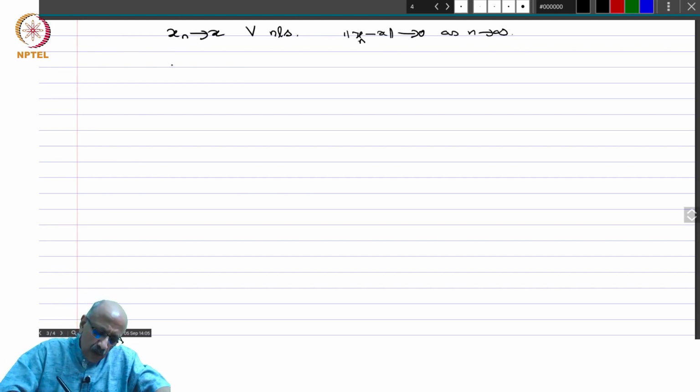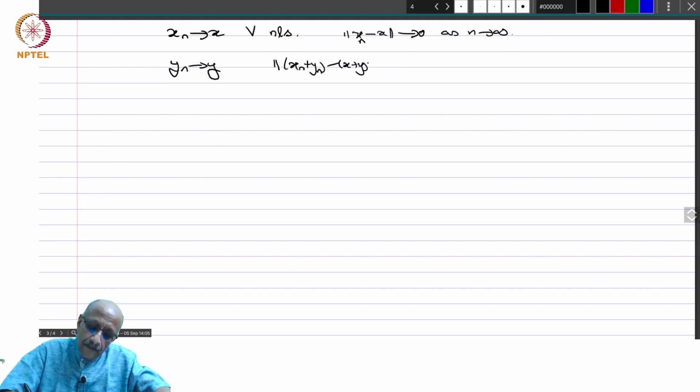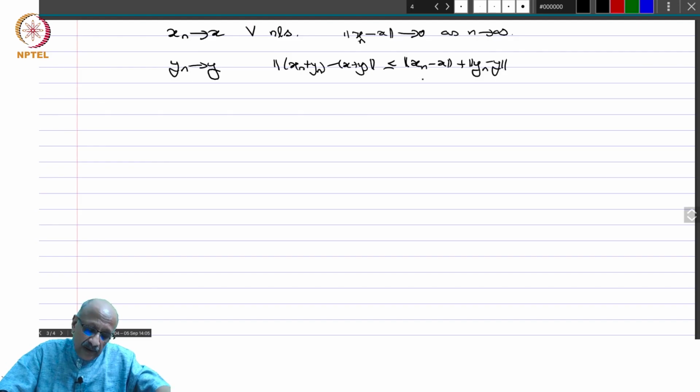And so if you now have x_n goes to x, y_n goes to y, then you can write that norm of x_n plus y_n minus x plus y is less than or equal to, by the triangle inequality, norm of x_n minus x plus norm of y_n minus y. And by what we are given, x_n goes to x, y_n goes to y, so this goes to 0, so this also goes to 0, so x_n plus y_n converges to x plus y.